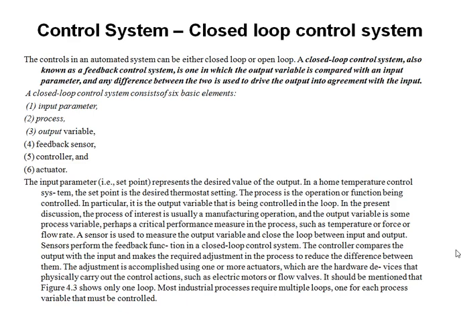A sensor is used to measure the output variable and close the loop between input and output. Sensors perform the feedback function in the closed loop. The controller compares the output with the input and makes the required adjustment in the process to reduce the difference between them. The adjustment is accomplished using one or more actuators, which are hardware devices that physically carry out the control actions, such as electric motors or flow valves. One example is described here for the closed loop and open loop control systems.